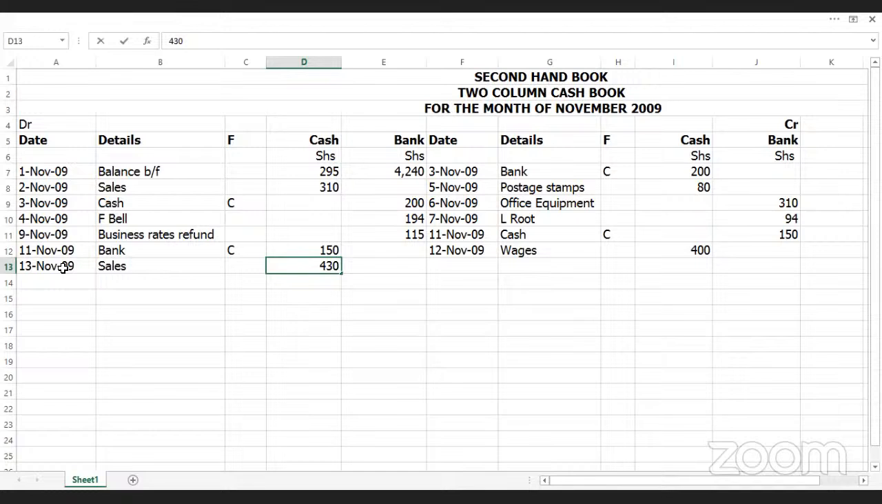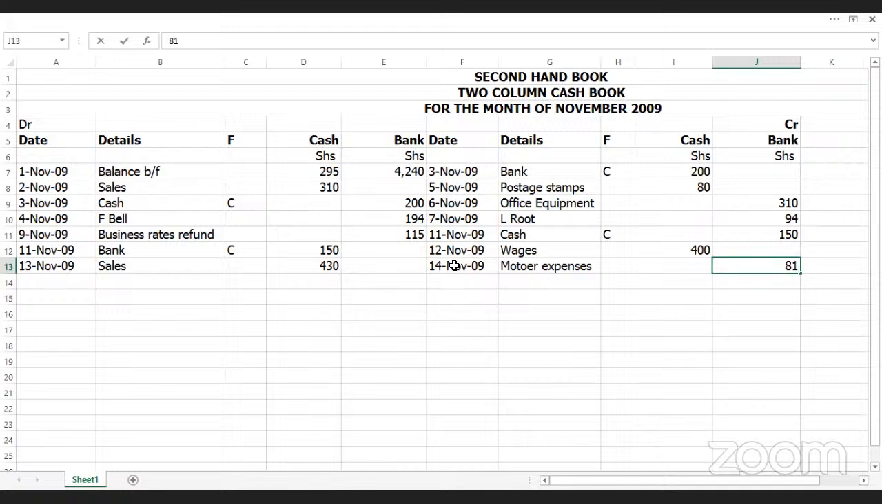The 14th. Pay the motor expenses by check. Shillings 81. Members, when you're paying, you credit the cash book. Don't forget that. You paid what? Motor expenses. How much? Shillings 81 by check. That is the bank column. What next?